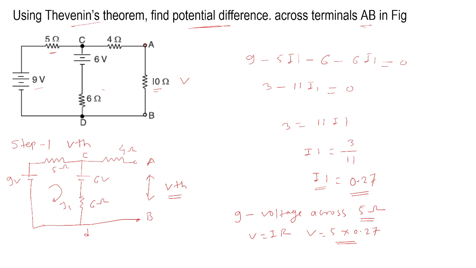First of all, for finding VTH, we need to remove the RL. In this example, this 10 ohm is our RL. I hope it is clear. So finding VTH means we need to remove this RL. Once we remove this RL, there will be 2 points open, that is point A and point B.